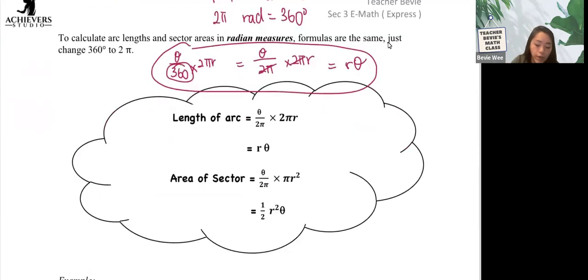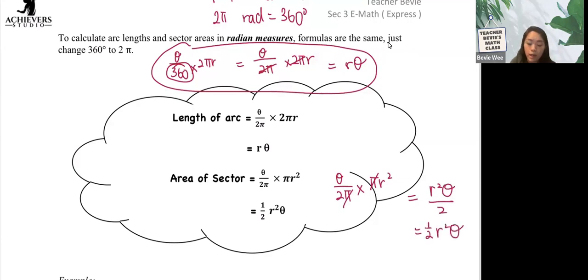Same thing for your area. Area is theta over 360 times pi r square. Theta over 360 is theta over 2 pi, times pi r square. Pi and pi cancel off. I get r square theta over 2, which I can rewrite as half r square theta. It is derived from here, but you don't need to know how it's derived. Just memorize it; it's inside your formula sheet as well. This is just an explanation.